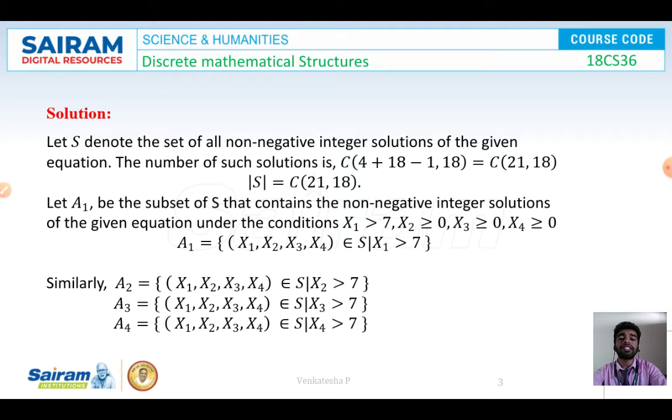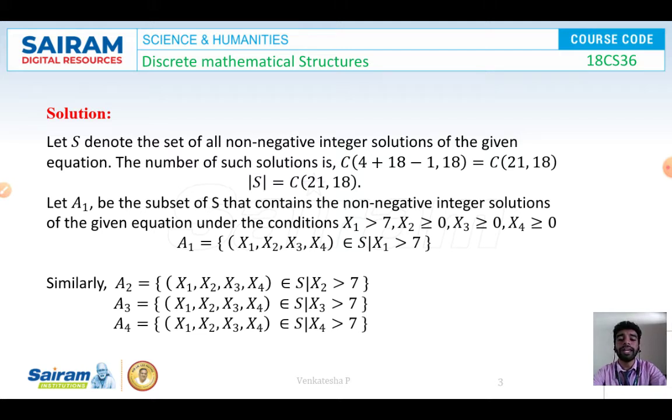Now I will be defining the subsets of the finite set S, that is A1, A2, A3, A4. Let A1 be the subset of S that contains the non-negative integer solutions of the given equation under the condition that x1 is greater than 7. If x1 is greater than 7, obviously x2, x3, x4 will be greater than or equal to 0. So A1 is equal to x1, x2, x3, x4 which belongs to the set S with the condition that x1 is greater than 7.